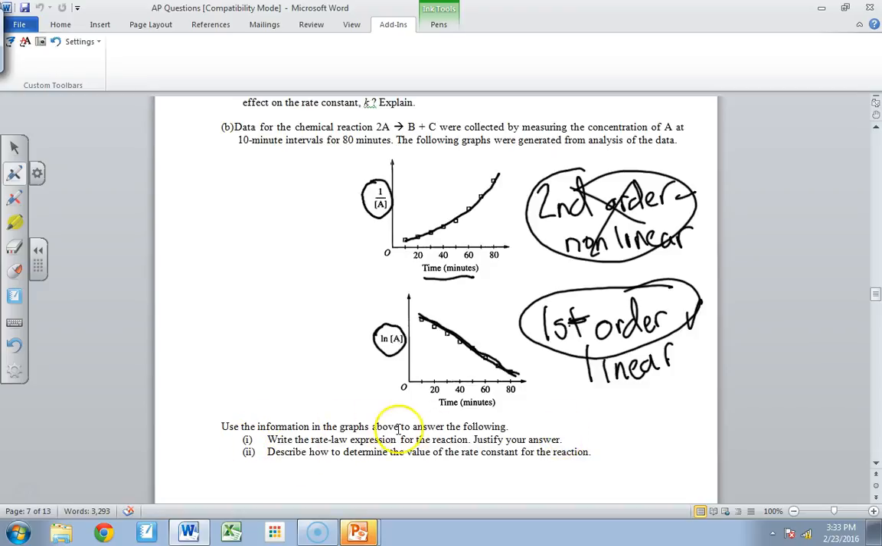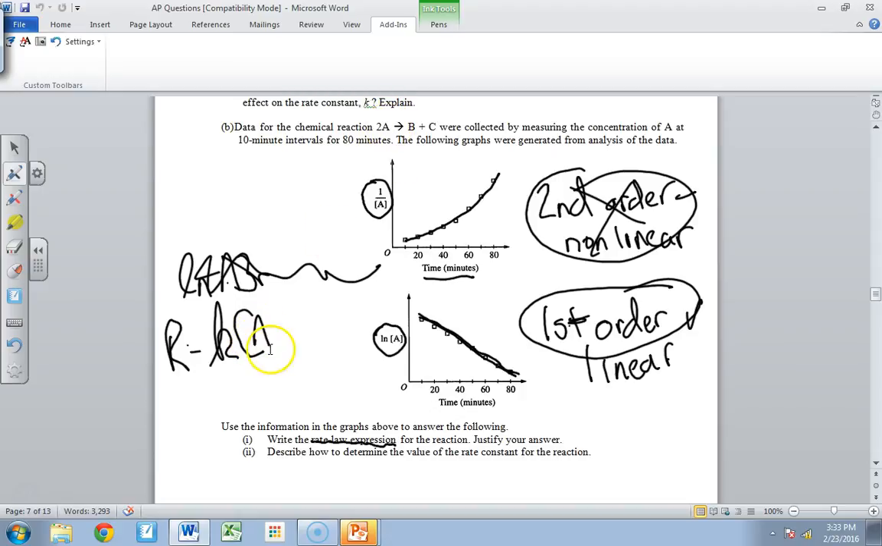The question here says write the rate law expression. Most of you, because we just talked about this, would most likely be drawn to writing the integrated rate law. Let me just tell you that the rate law expression, this thing right here, is not ln A and all that. The rate law expression is rate equals k, now what's the reactant here? A, to some power.